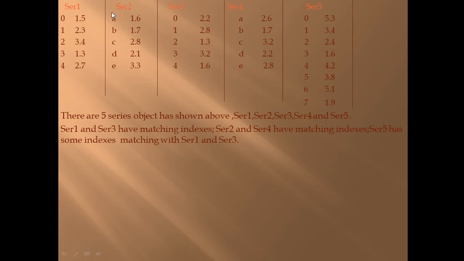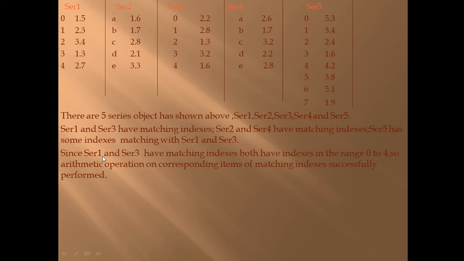So you can say series 1 and series 3 are compatible with each other. Series 2 and series 4 are compatible with each other for the arithmetic operation. And series 5 is partially compatible with series 1 and series 3, because series 1 and series 3 both have 0, 1, 2, 3, 4 indexes, and here also 0, 1, 2, 3, 4 indexes are present in series 5. So if we want to perform the arithmetic operation, how it will be performed, that we will see.